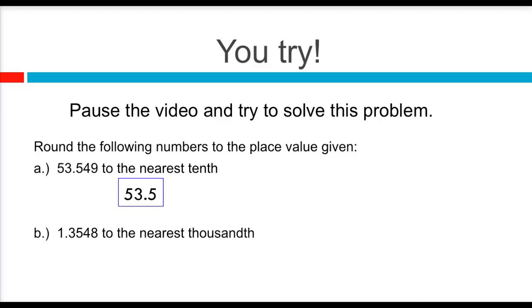The next example, 1.3548 rounded to the nearest thousandth digit, would be 1.355. And the reason why that's the final answer is because the thousandth digit is a 4. If you look to the right of it, you see you have an 8, therefore you round up, which increases the value of that 4 by 1 to a 5, and that's why the final answer is 1.355.